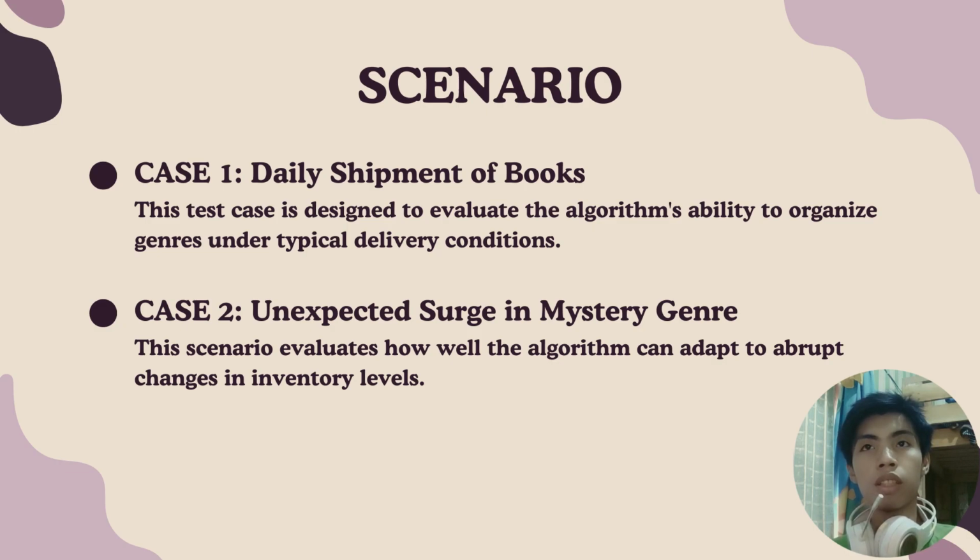As you can see, in the first simulation, there are 5 different genres, and one of the genres is the mystery genre. Test case 2 says that the mystery genre will have a spike, or a sudden surge or increase in the shipment. So how will the pigeonhole sort algorithm handle the problem? In this scenario, we evaluate how well the algorithm can adapt to abrupt changes in inventory levels.